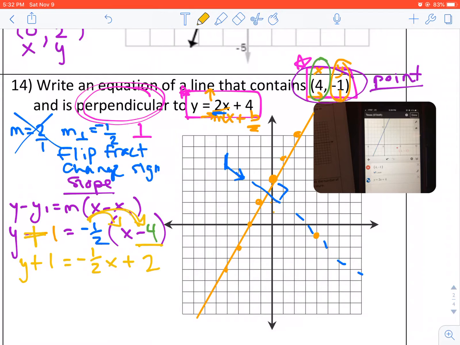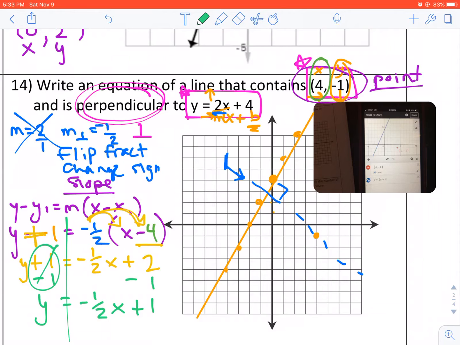And if you need to type that into Desmos, you can. Again, negative 1/2 times a negative 4 is a positive 2. And then your last step in solving is going to be to get that into y equals. So to undo plus 1, we're going to do minus 1 on both sides. These zero out. So we have y equals negative 1/2 x. And then negative 2 plus 1 is going to be a positive 1.